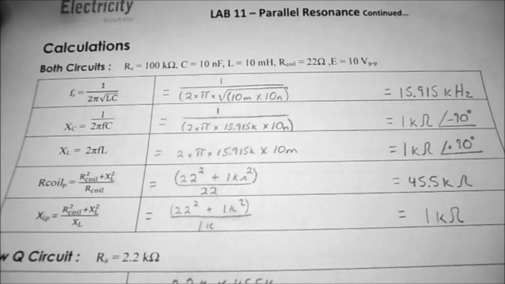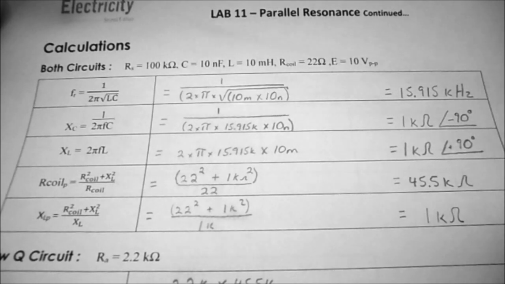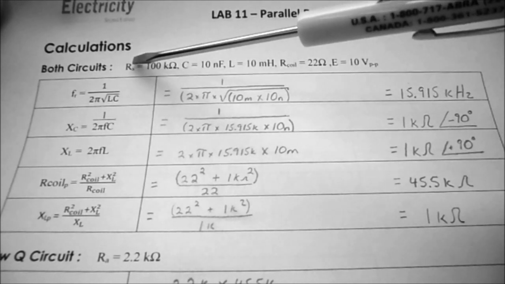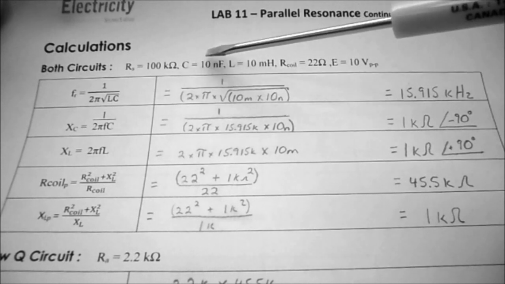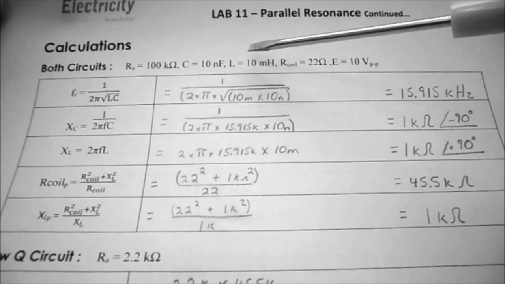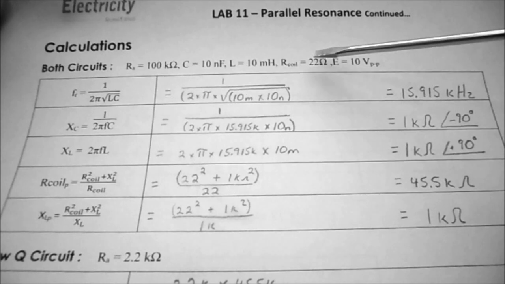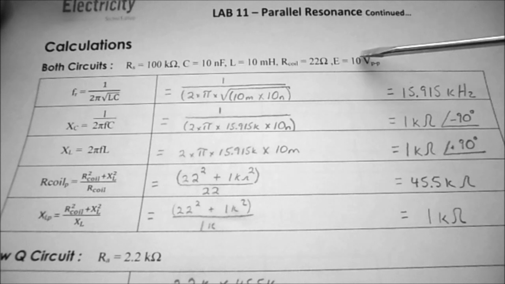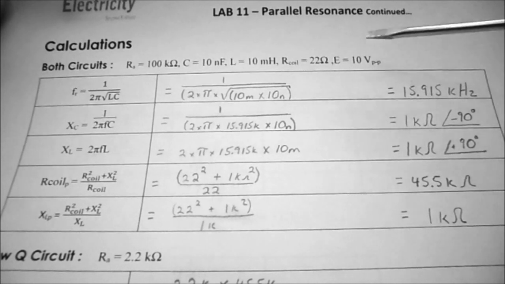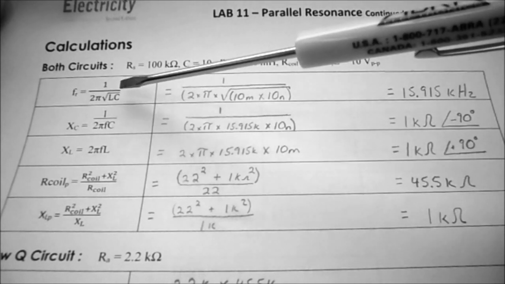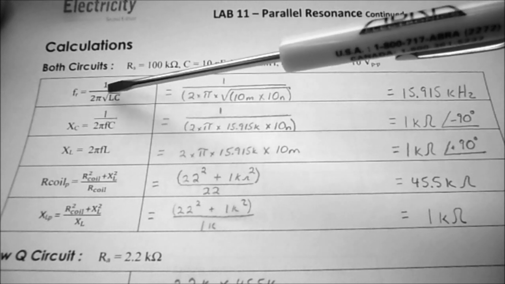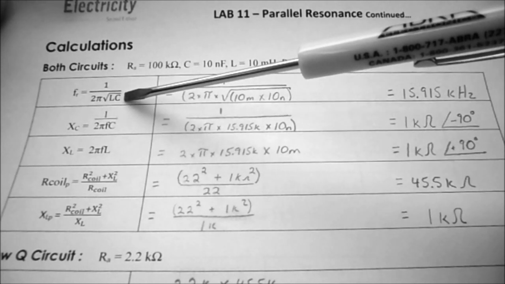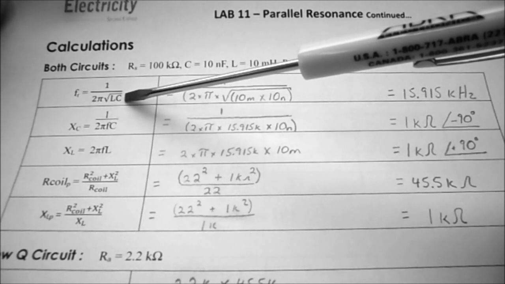So I've given you the calculations that we need to perform. These are calculations for both circuits. This is with RS equal 100K, C equal 10 nanofarads, L equals 10 millihenries. Our coil, we'll assume everybody's is going to be the 22 ohms, and the applied voltage is going to be 10 volts peak to peak. So our frequency at resonance is 1 over 2 pi square root of LC. Now this is the simplified formula. It'll work fine for our case.